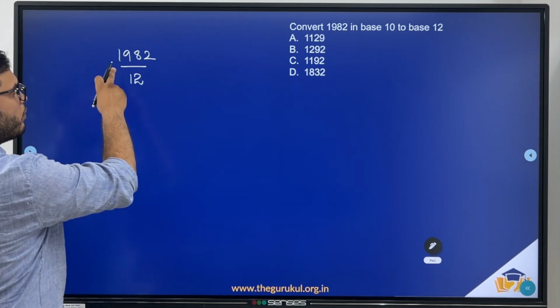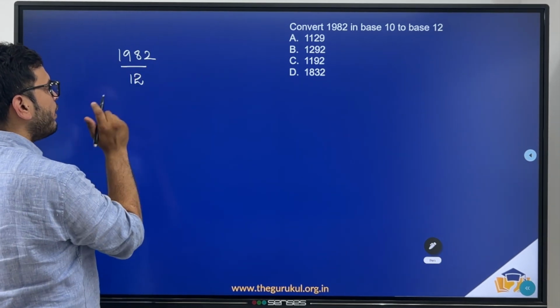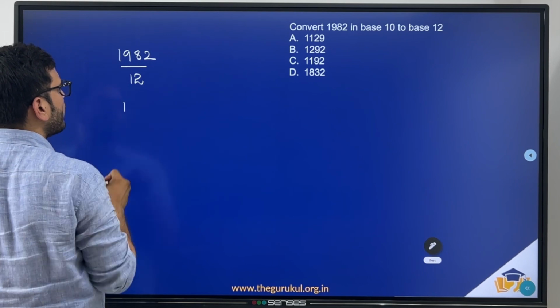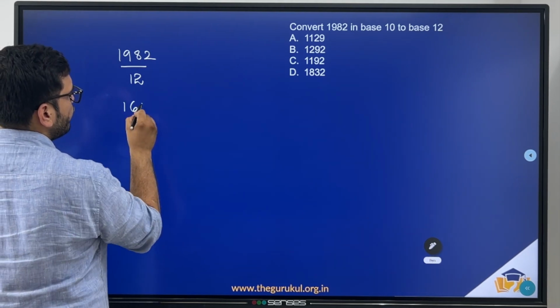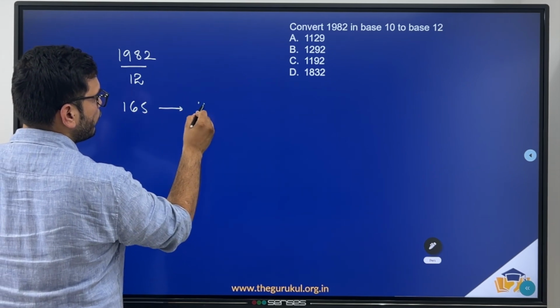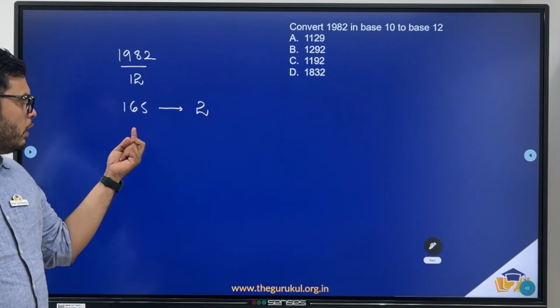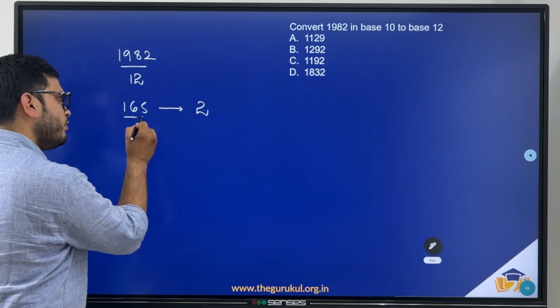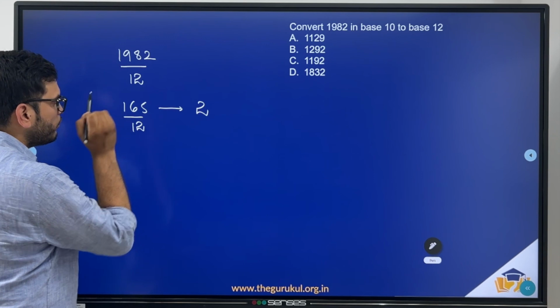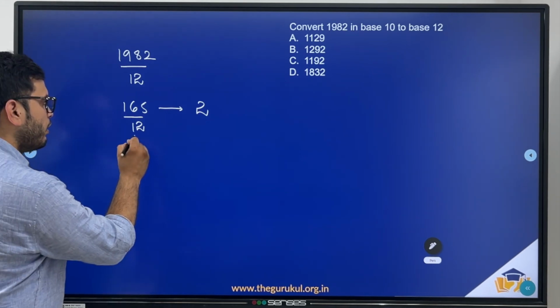Right, now what is the quotient when 1982 is divided by 12? So that is 165, since 12 times 165 is 1980. And what's the remainder? 2. Right, now write the quotient separately and remainder separately. Now let us divide this quotient by 12: 165 when divided by 12.